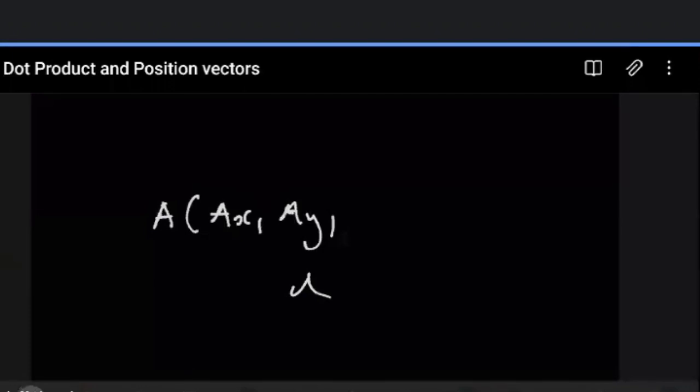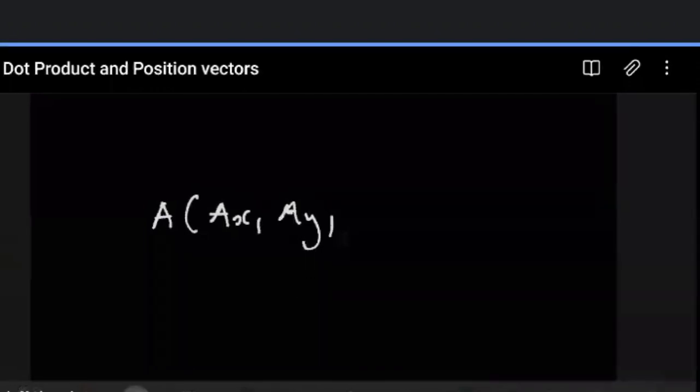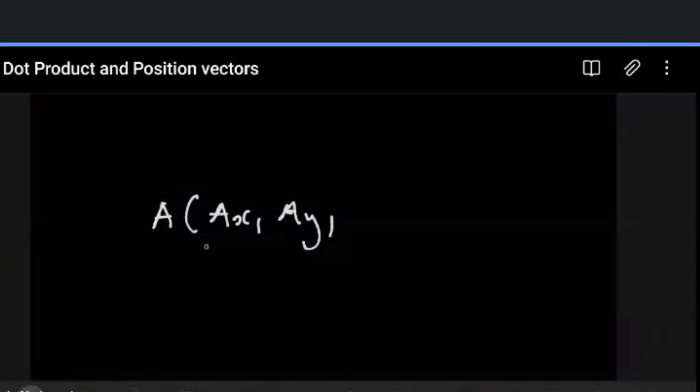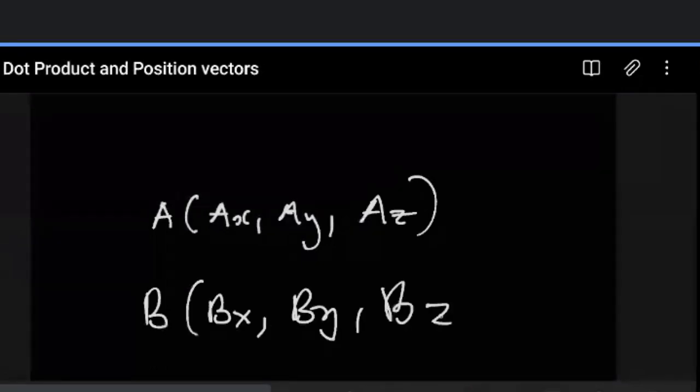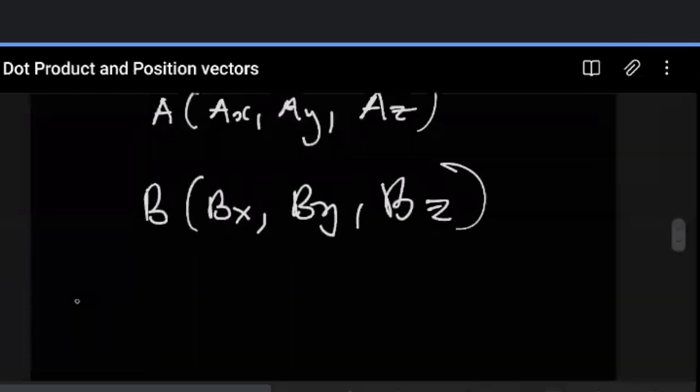Okay, so there are two methods in which we deal with position vectors. In one way, you have two points, A and B. Let's say A has coordinates AX, AY, and AZ, and then you have another point B, which has coordinates BX, BY, and BZ. If you wanted to find the position vector or the displacement vector from A to B, you are ending at B and starting from A.